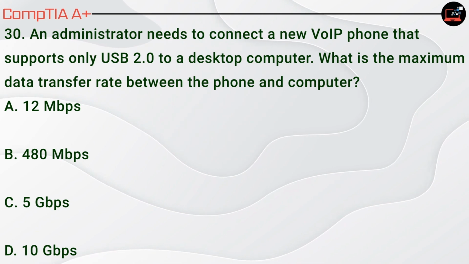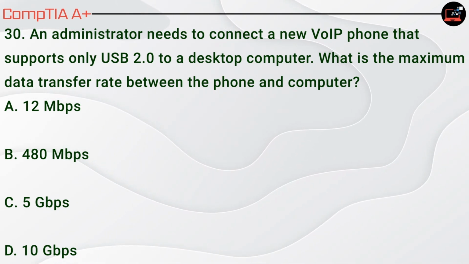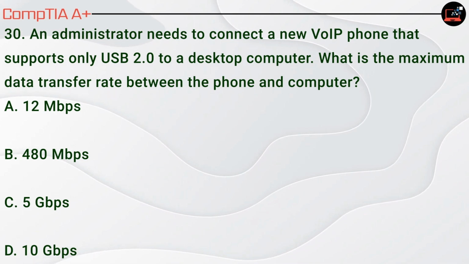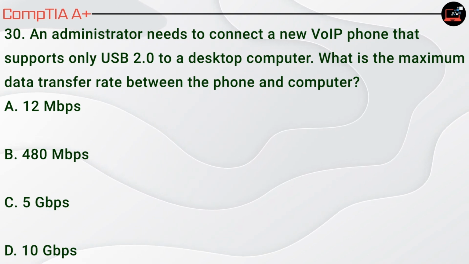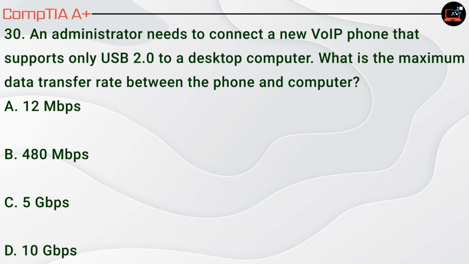(30) An administrator must connect a new VoIP phone that only supports USB 2.0 to a desktop computer. What is the maximum data transfer rate between the phone and computer? A. 12 megabits per second. B. 480 megabits per second. C. 5 Gbps. D. 10 Gbps.